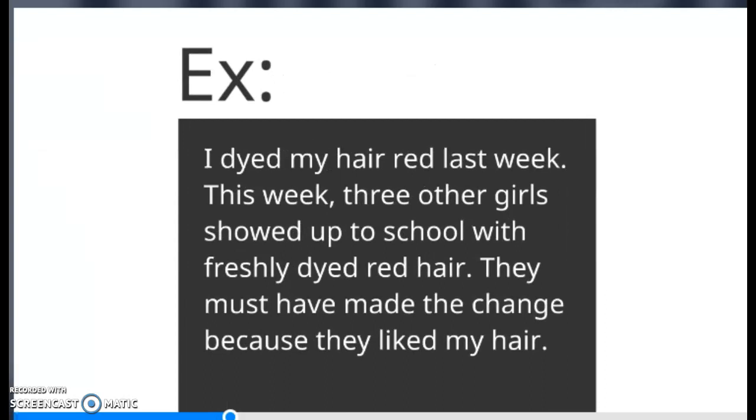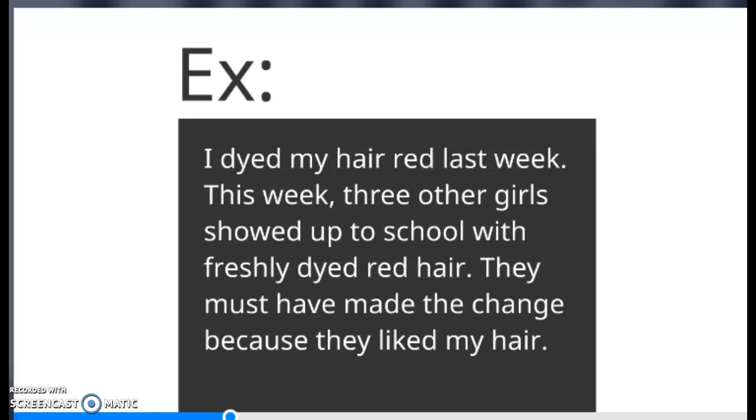So I dyed my hair red last week. This week, 3 other girls showed up to school with freshly dyed red hair. They must have made the change because they like my hair. So this is a logical fallacy because those 3 girls who dyed their hair red this week could have dyed their hair red for any number of reasons.